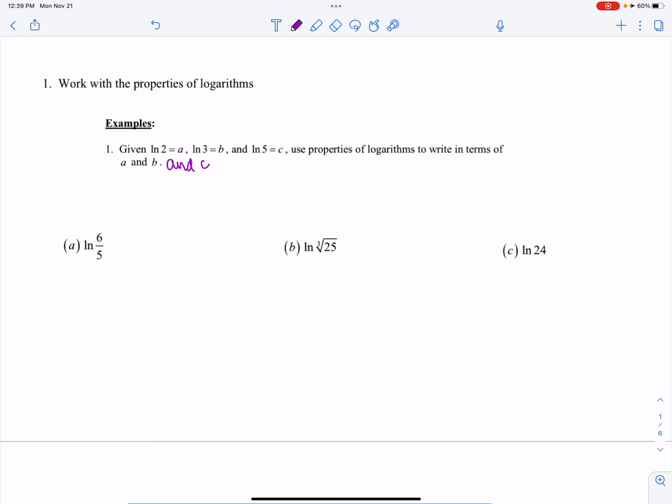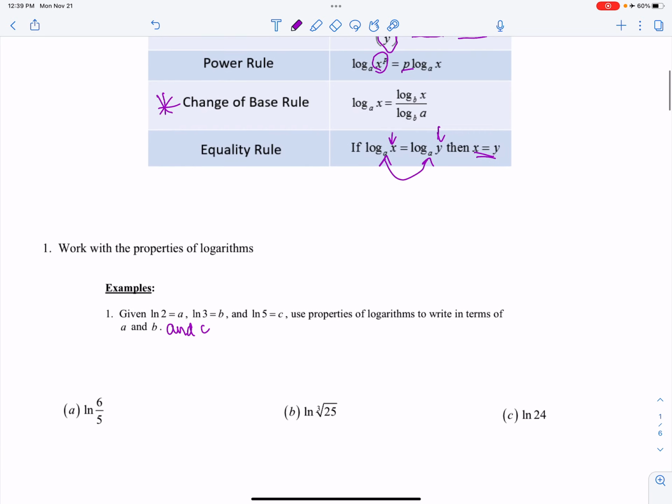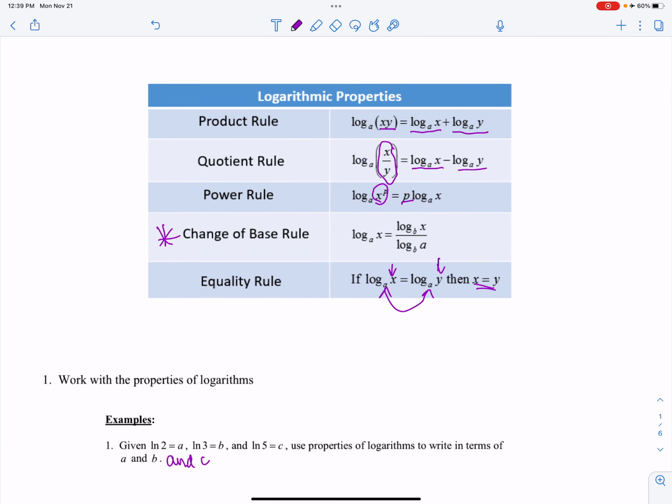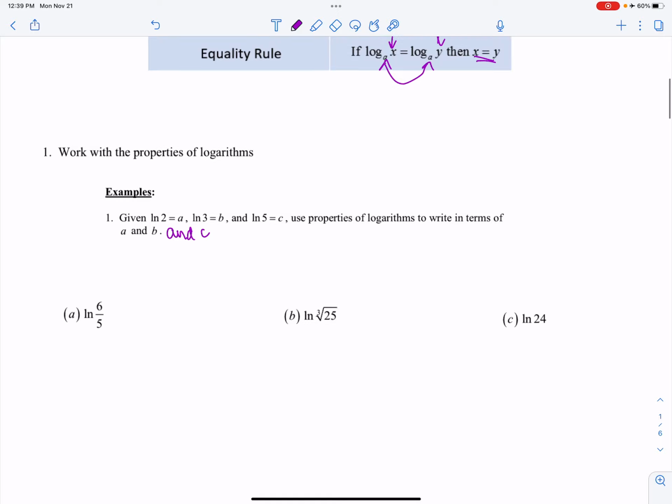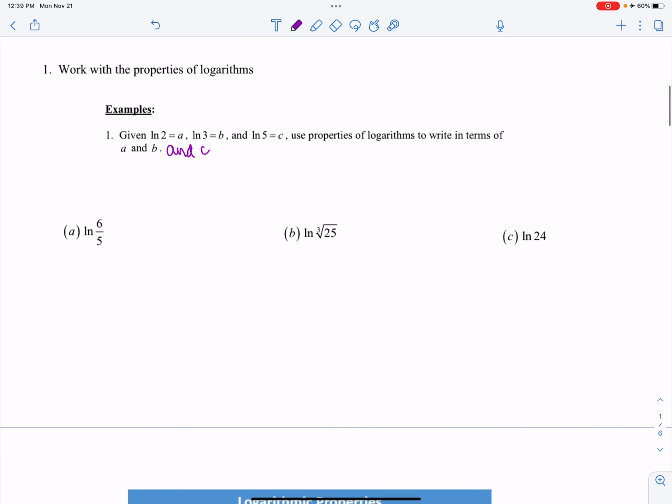And let's just start by, I see a quotient, so I'm just going to go right back up here and look at my quotient rule. And the quotient rule tells me I can rewrite it as the log of my numerator minus the log of my denominator. So that's exactly what I'm going to do here. I'm just going to rewrite natural log of 6 over 5 as the natural log of 6 minus the natural log of 5. So I was able to use my properties right away.